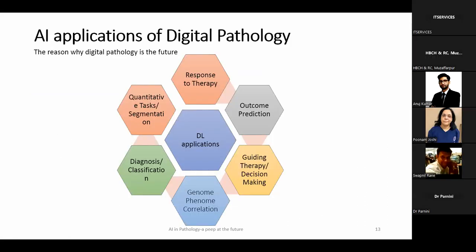So let's come to the main topic of interest, why digital pathology is going to replace traditional pathology. Essentially, the AI applications that are being built and tested as we speak. There are many things that can be done. I'm quickly going to cover these six or seven aspects that digital pathology and AI algorithms are currently being made for.